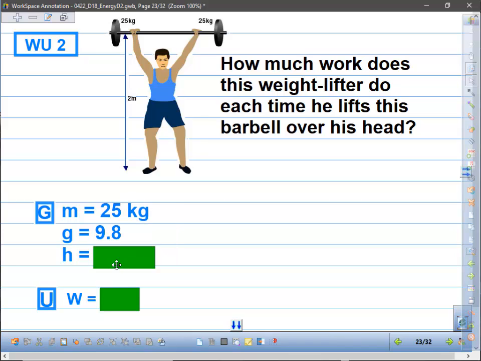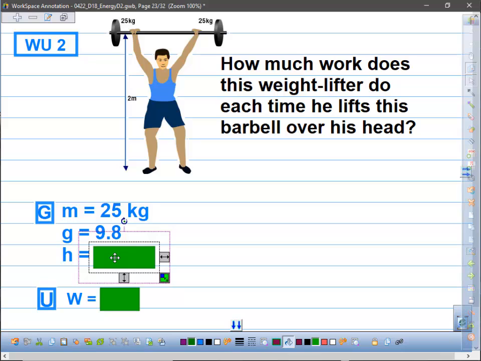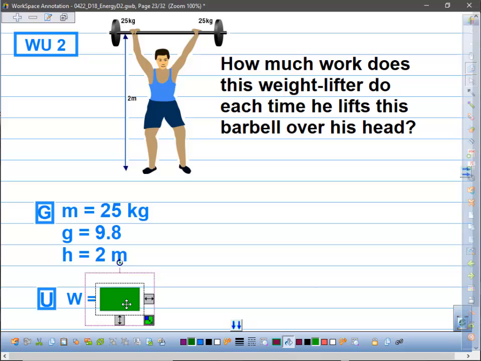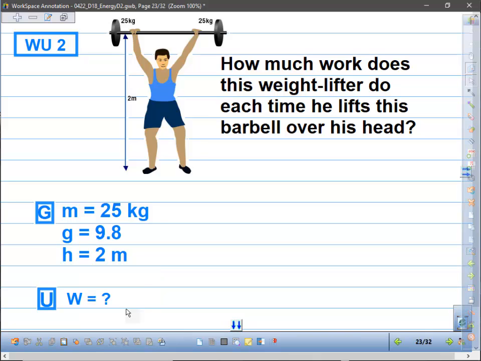It's 9.8 meters per second squared, acceleration of gravity on Earth. And then H is the height. What are you going to put for that? 2 meters. He lifts, that's the distance that the barbell moves, 2 meters. And then we're trying to find work, so we put a question mark right here.